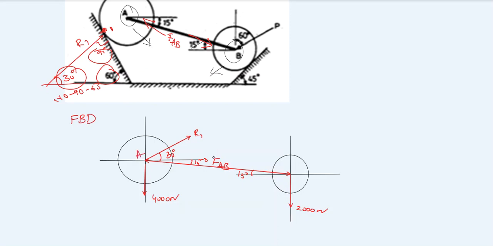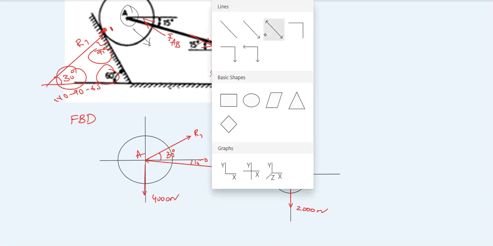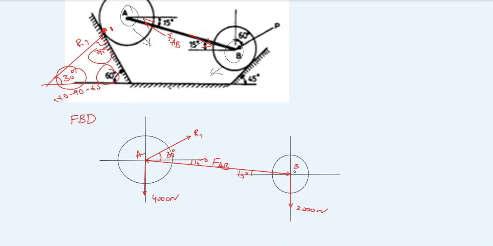I mean center A. Coming to center 2, that is body B. So for body B, the self weight already I wrote 2000 Newton, and we have FAB toward the center. And similarly, P is a force with an angle 60 degrees to the vertical. Sorry, let me change the direction. So this is acting towards the center. So this is P, which makes an angle 60 degrees to the horizontal, right?